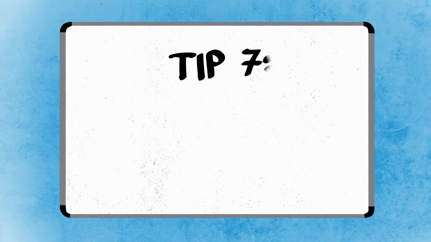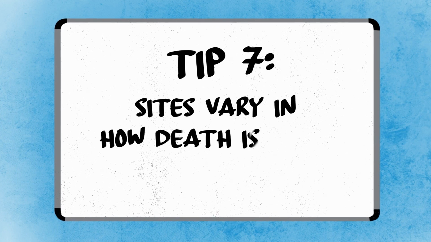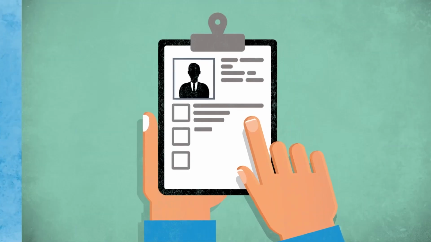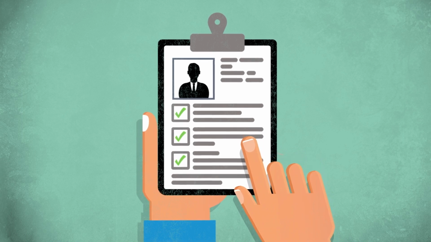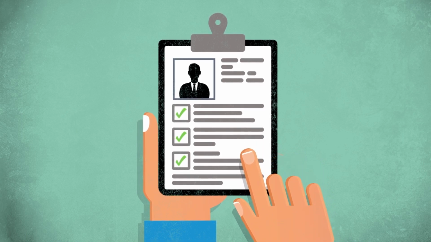Tip 7. Sites vary in how death is coded. In some instances, a site may not show a clear date of death. A date of death can sometimes be approximated by looking for when a patient has no further data.